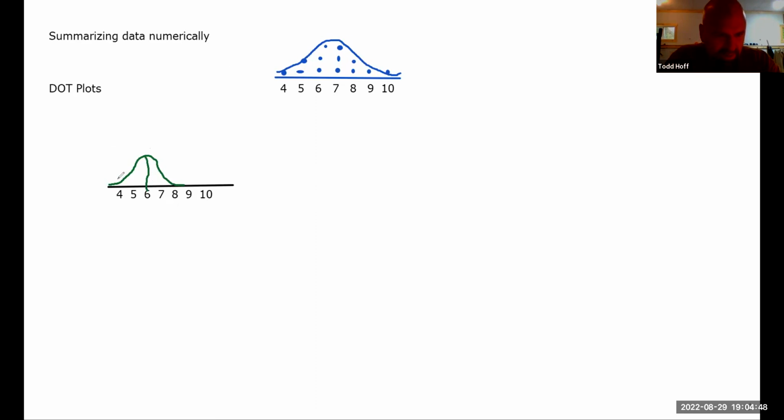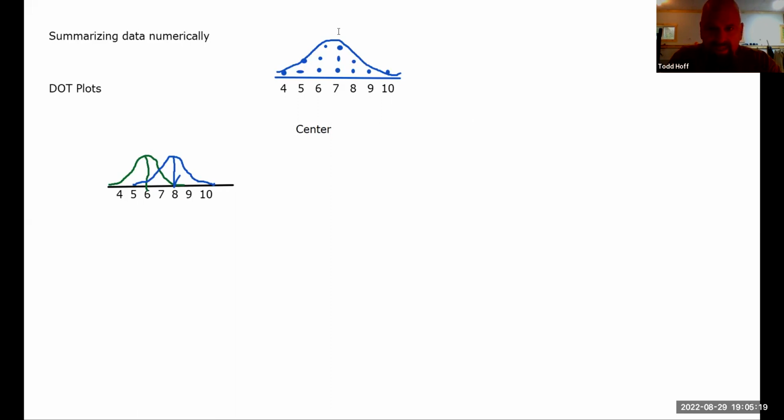Maybe I have another curve. It looks like this, moved over here. And the green curve and the blue curve are pretty much the same shape. The difference is the center of the blue curve is above the 8. So I can describe these curves. One of the qualities I would describe is the center of the curve, the location of the center of that distribution.